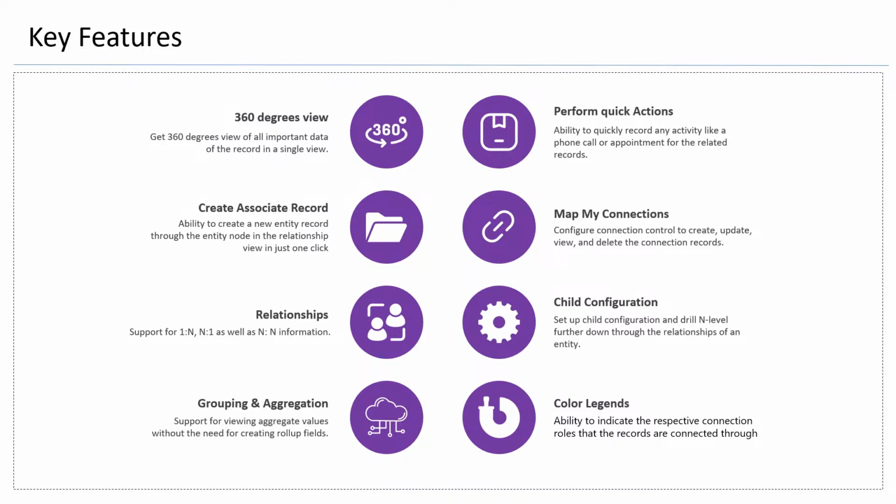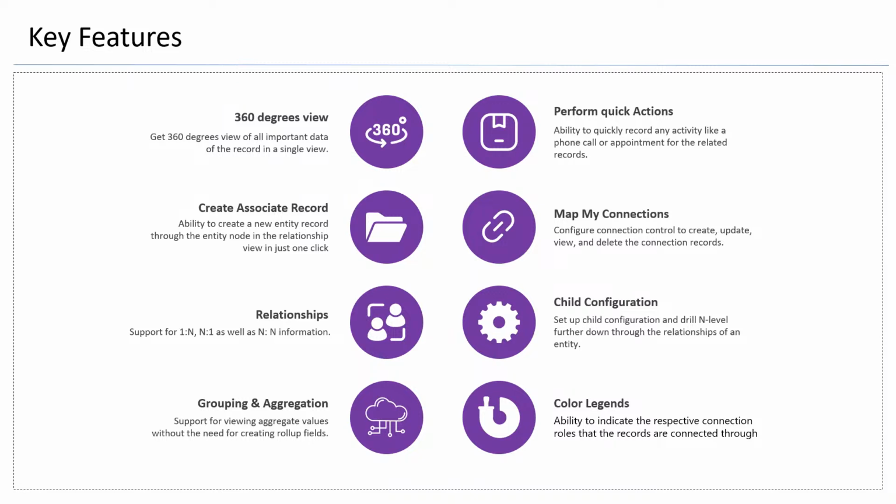You can configure the Map My Connections control, which is dedicated to show, create, and delete the connections of the records in both grid as well as relationship view. Our tool Map My Relationship supports the visualization of one-to-many, many-to-many, and many-to-one relationships, along with the custom entities. Moreover, it allows you to drill n level down through the relationships to be able to see the respective associated records of one entity with another entity under each of them.